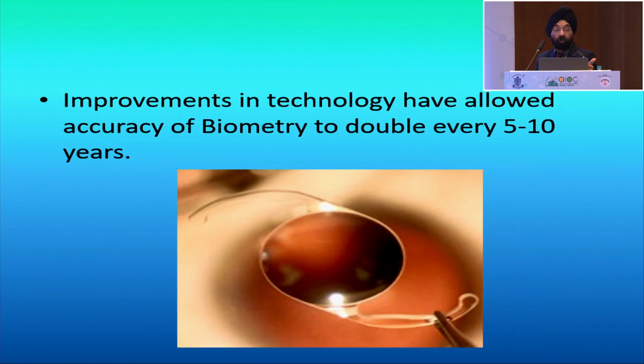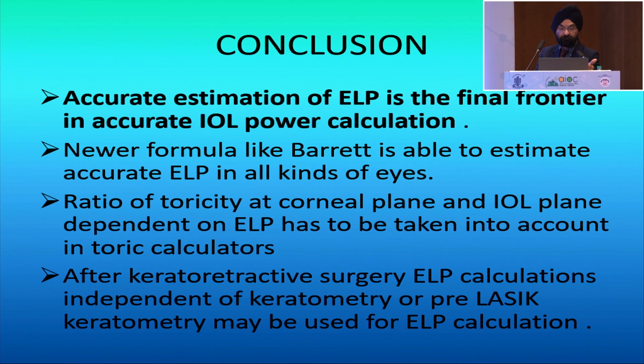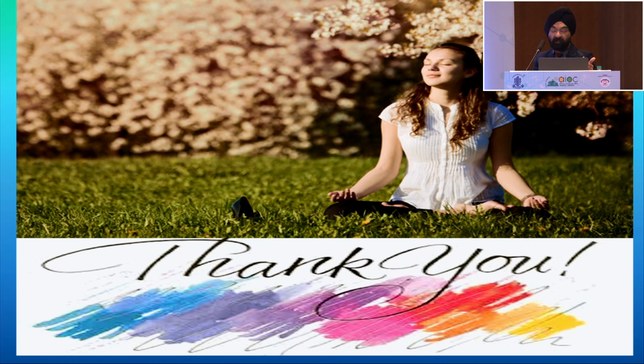So improvements in technology have allowed accuracy of biometry to double every 5 to 10 years. And by taking into consideration the individual ocular anatomy and converting values for effective lens position to the appropriate units, we can improve our accuracy level. So accurate estimation of effective lens position is the final frontier in accurate IOL power calculation, and newer formulas can help us achieve this. Just like in life, in cataract surgery also effective position matters. If the same IOL power is placed more anteriorly, it behaves as a stronger lens. If the same IOL power is placed in a more posterior position, it behaves as a weaker lens. Thank you everyone for your kind and patient hearing.